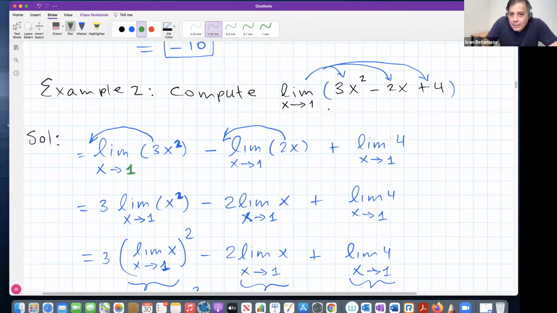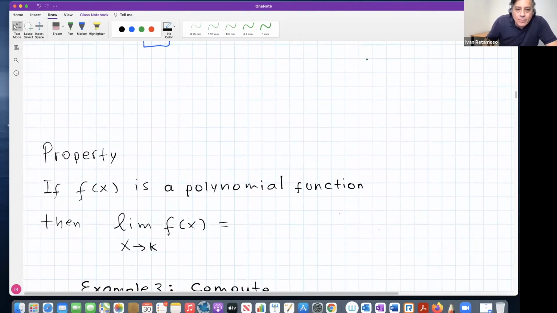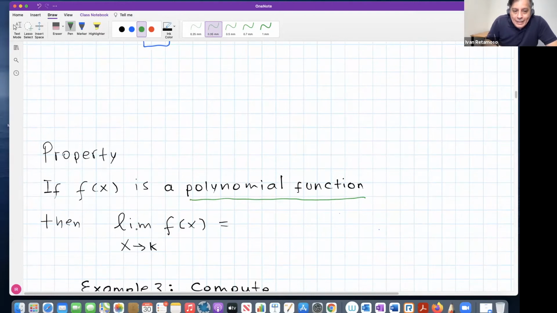So from now on, guys, when you take the limits of polynomial functions, it is enough to just plug this value in, okay? That will be for polynomial functions because they are super nice functions in calculus. They allow this so-called direct evaluation. So property here: if f of x is a polynomial function, then the limit of f of x as x approaches k is just f evaluated at k. So basically, you just plug the value in to get your limit.